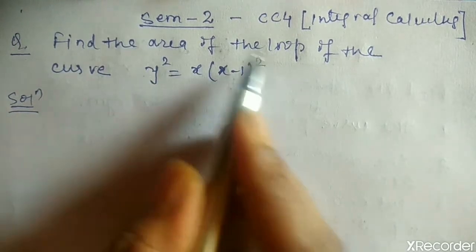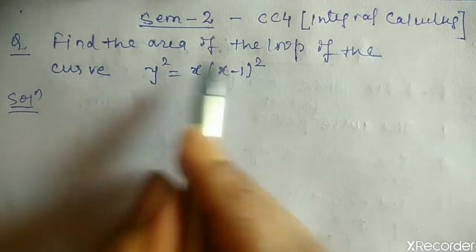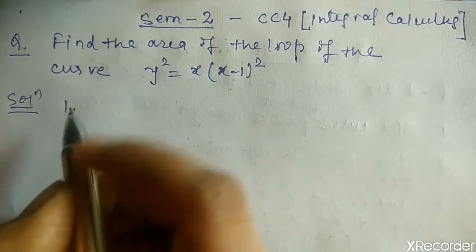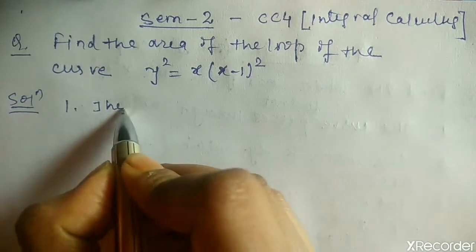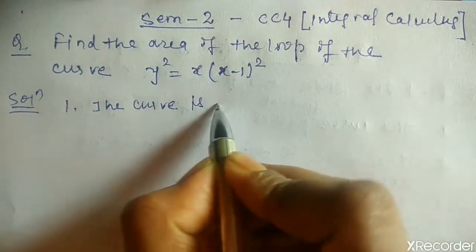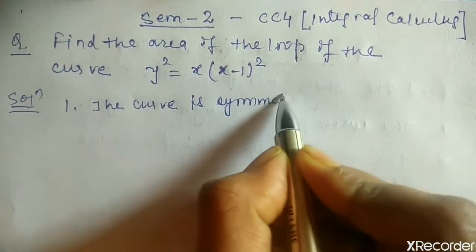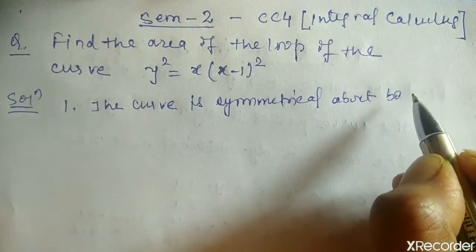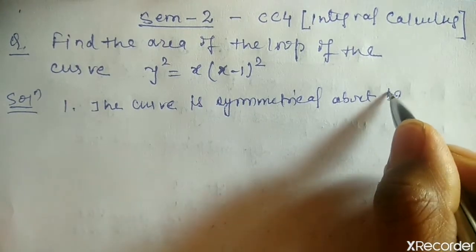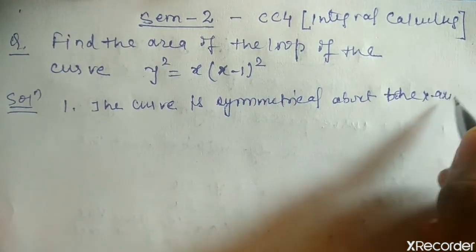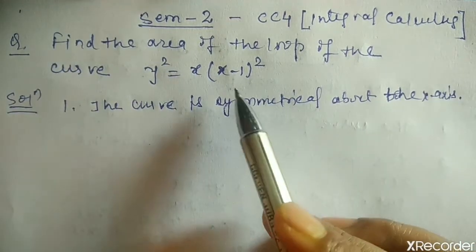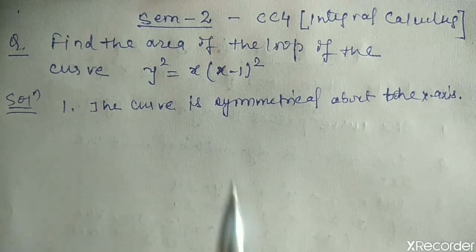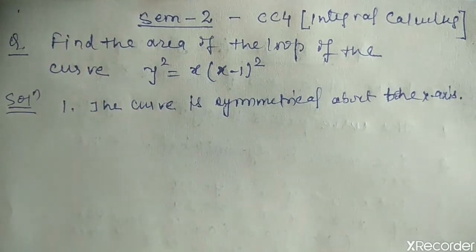First we discuss the tracing of this curve. How can we trace the curve y square equal to x into (x minus 1) whole square? The first point is the curve is symmetrical about the x-axis, because while substituting y equals to minus y, the equation remains the same.